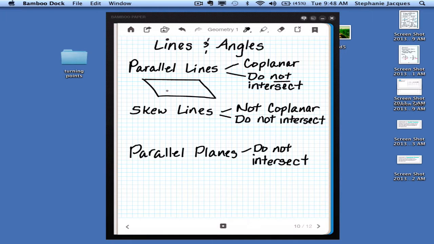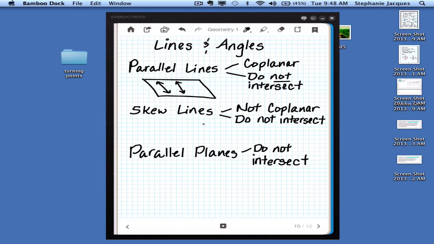And let's say we have a line going this way and a parallel line is going this way. So those two lines are on the same plane and they do not intersect. Those are parallel lines. Now I'm going to introduce something new, skew lines. We talked about parallel last time. We talked about intersecting last year. But skew lines are a little different. So they're not coplanar and they do not intersect.